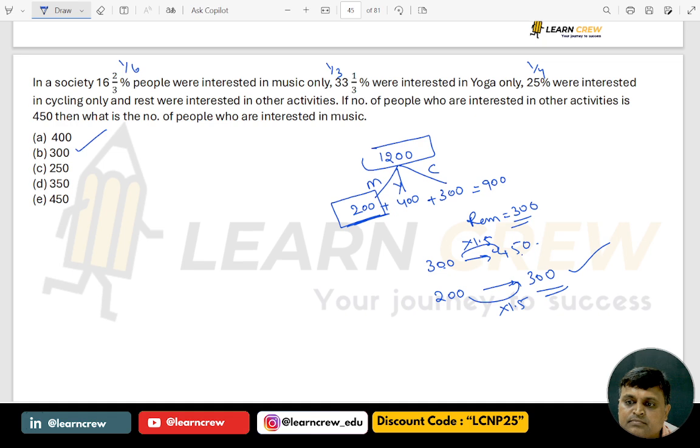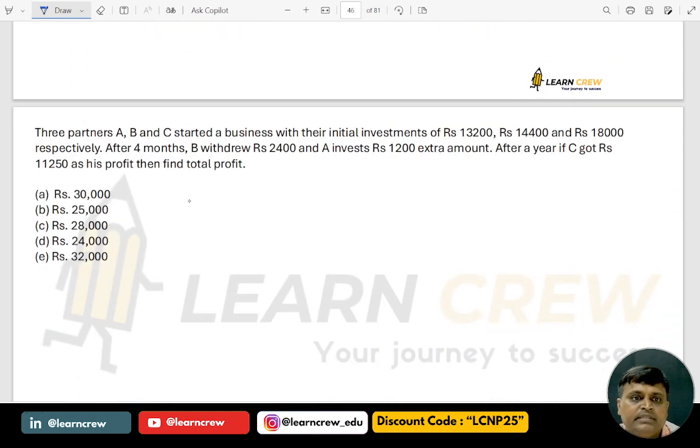Next. 3 partners A, B, C started a business with their investments. After 4 months, B withdraws 2400 and A invests 1200 extra. After a year, C got 11,250 as total profit. So if you see here, I am ignoring these hundreds: 132, 144, 180. Everywhere you have hundreds.